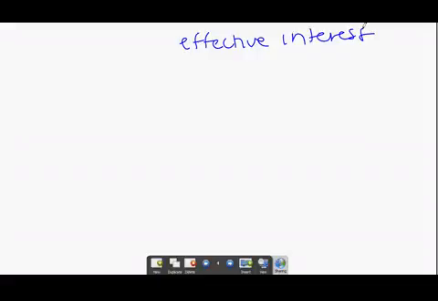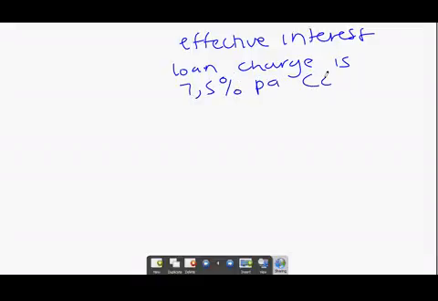Sometimes you go to a bank and you ask for a loan, and the bank says the loan charge is 7.5% per annum, compounded, let's say monthly for this time.